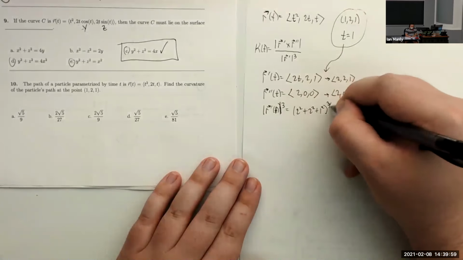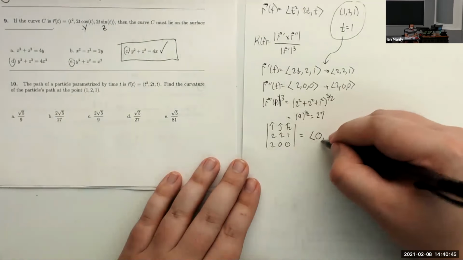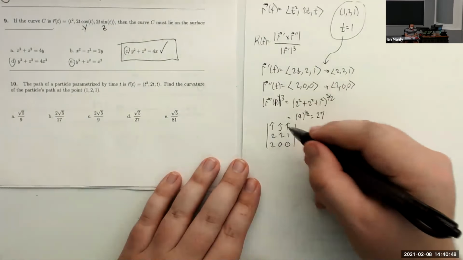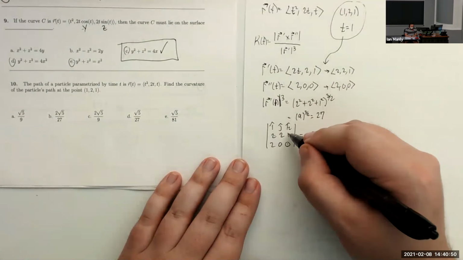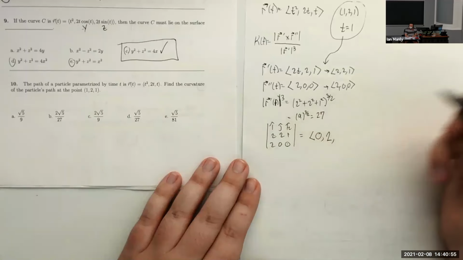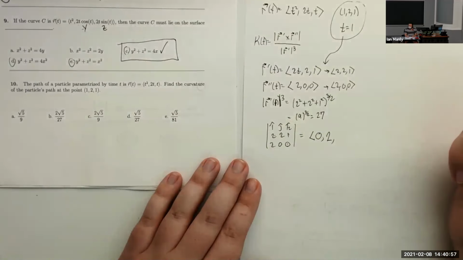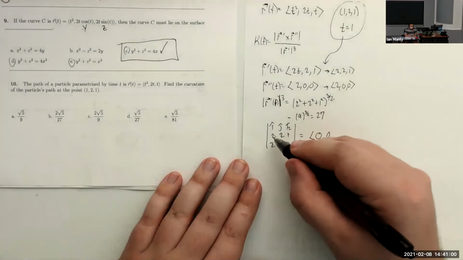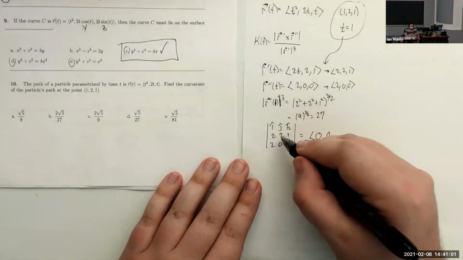Okay, let's see. So we do r cross r double prime. We're going to do 2, 2, 1, and then 2, 0, 0. All right, we do 2 times 0 and then 1 times 0. Well, that's going to be a big old 0. Now we have j. We have 2 times 0 and then 1 times 2. So that's -2. But then we have a negative by default with the j right here. And then finally, k, we have 2 times 0 and then -2 times 2 will be -4.